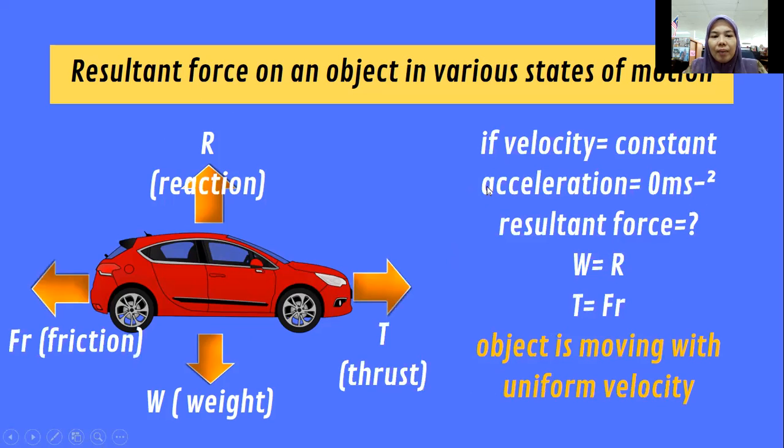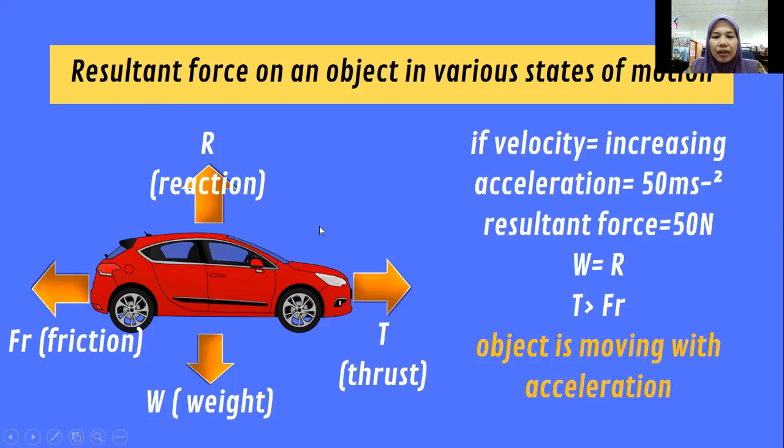But in the second situation, if velocity is constant, that means the object is moving. Acceleration is 0. Constant velocity means 0 acceleration. What is the resultant force? As we know, the thrust is equal to friction, and also reaction is equal to weight. All the forces are equal to each other. The object is moving with uniform velocity. This we call the horizontal force, and the other force is the vertical force.